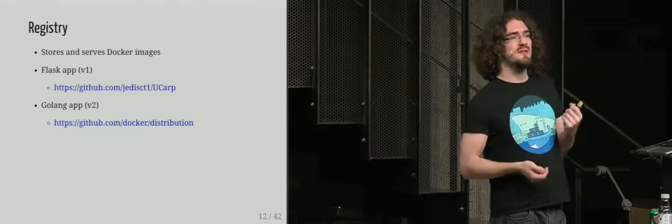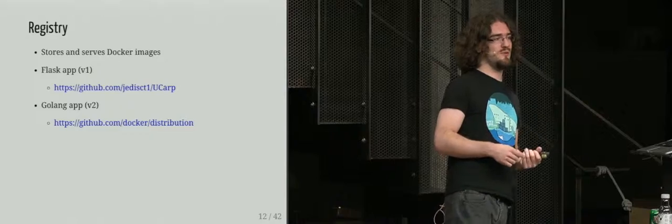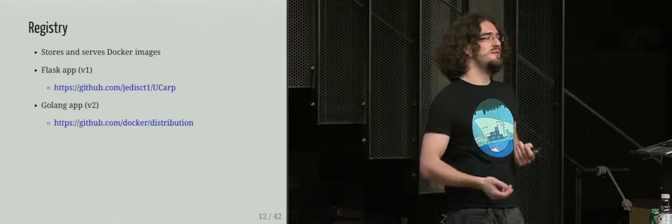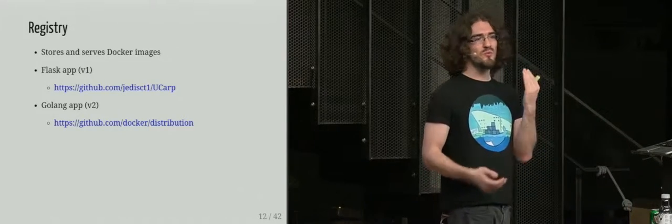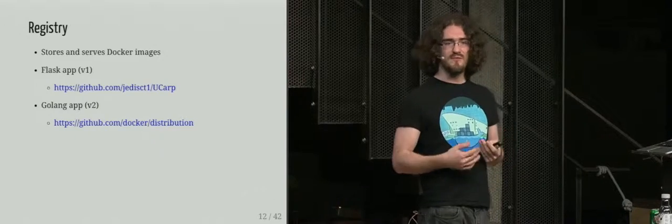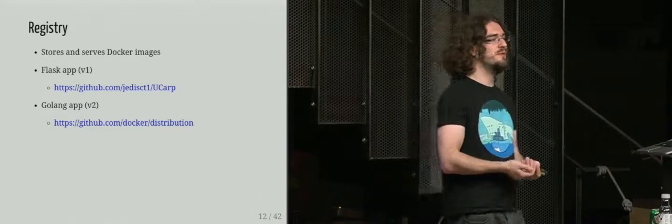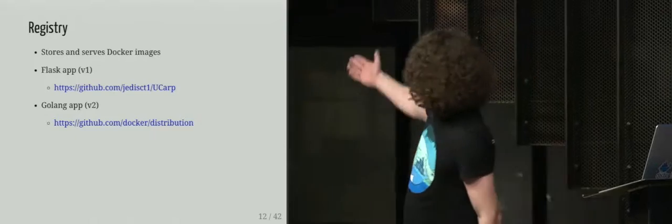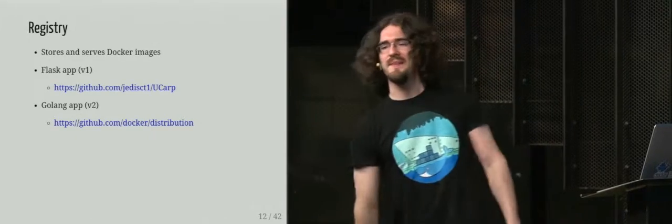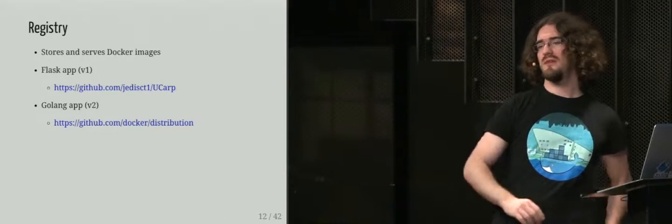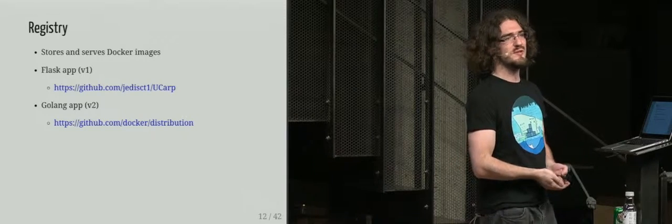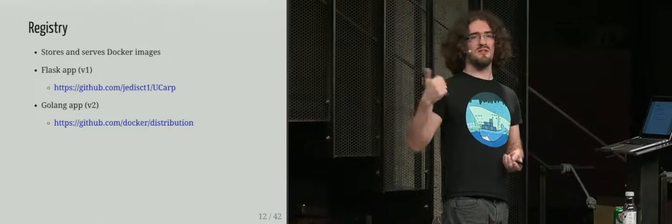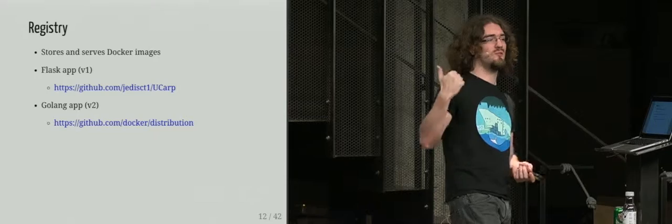So the registry, that's another big component of the Docker Hub, the part that actually stores images. Version 1 of the registry is a Python Flask application. It's pretty simple. I don't know why there is a link to UCARP in the middle here, sorry. That should be a link to the code of the registry. It's on the Docker GitHub organization under docker-registry.